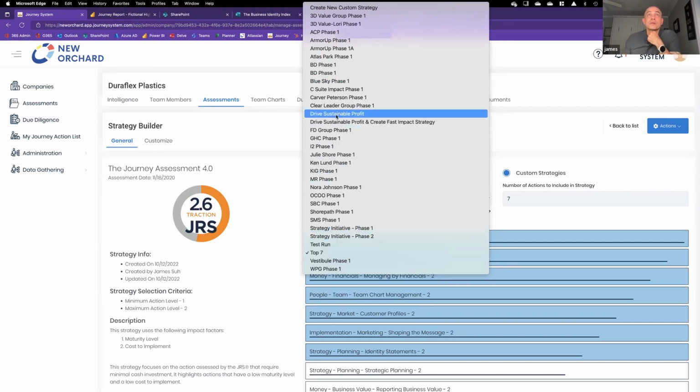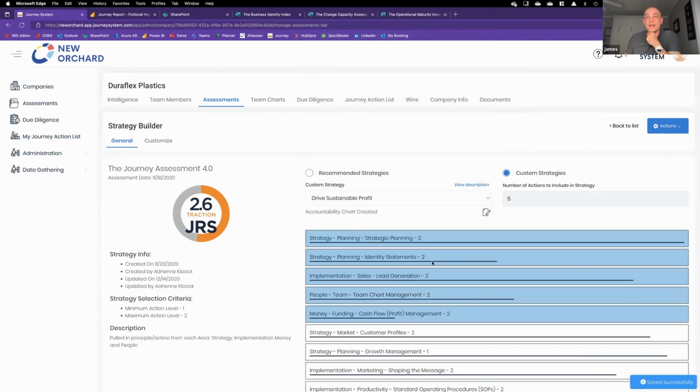where's the good one on here? Driving sustainable profit. And based on that, it'll say, if you want to drive sustainable profit, based on the assessments, you have these 5 areas or 7 areas or 6 areas that you need to work on or prioritize. You can't work on 47 different things. You can't work on 30 things. So these help you identify the areas that you should really focus on.